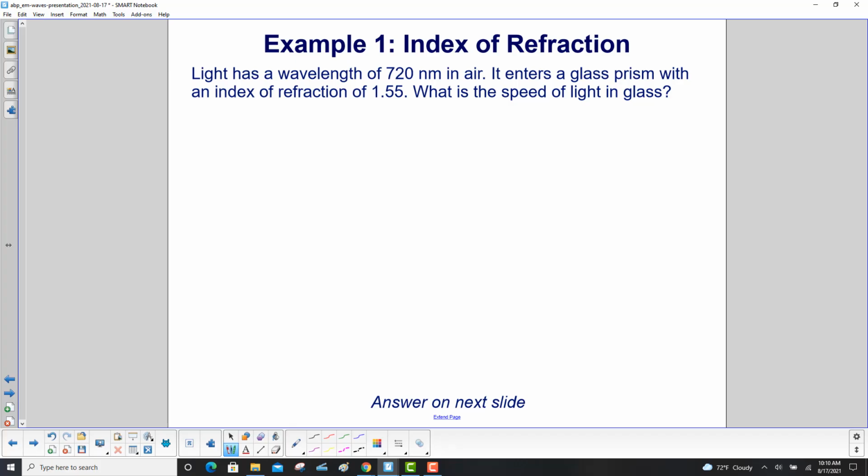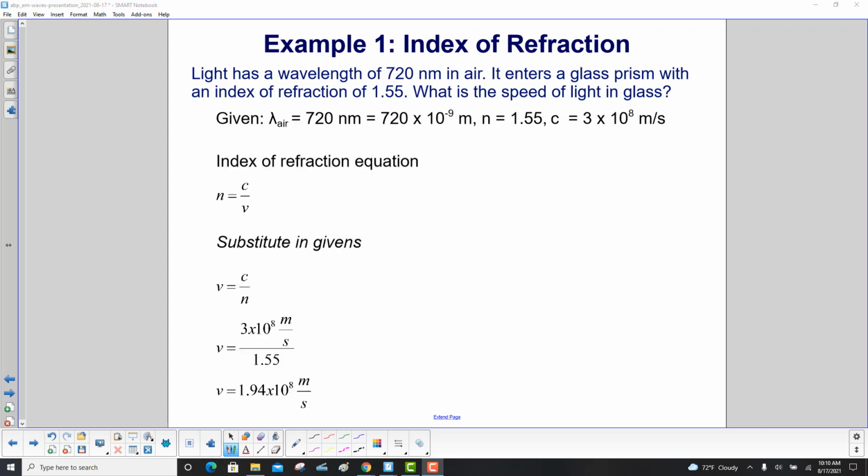Light has a wavelength of 720 nanometers in air. It enters a glass prism with an index of refraction of 1.55. What is the speed of light in the glass? The givens are up here. Please ensure you convert nanometers to meters. 1 nanometer is 10 to the minus 9th meter. Here's our index of refraction. Here's the speed of light.